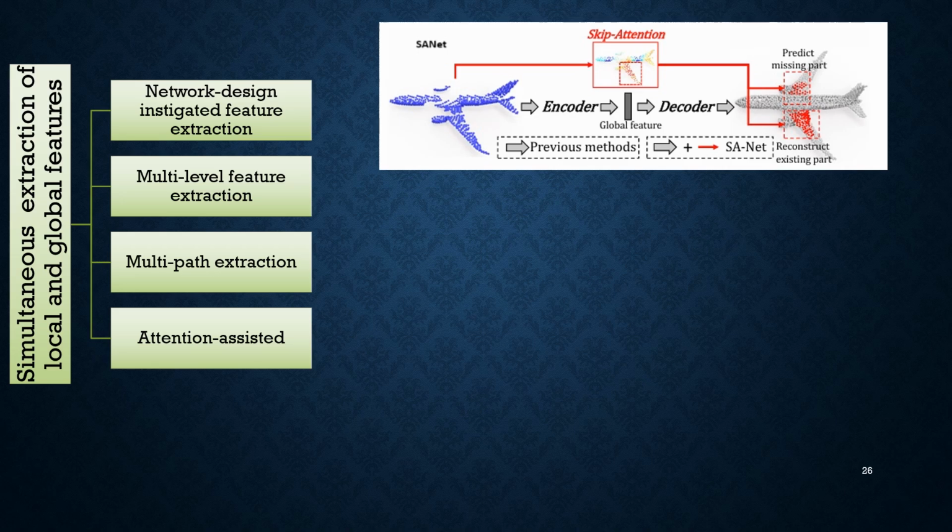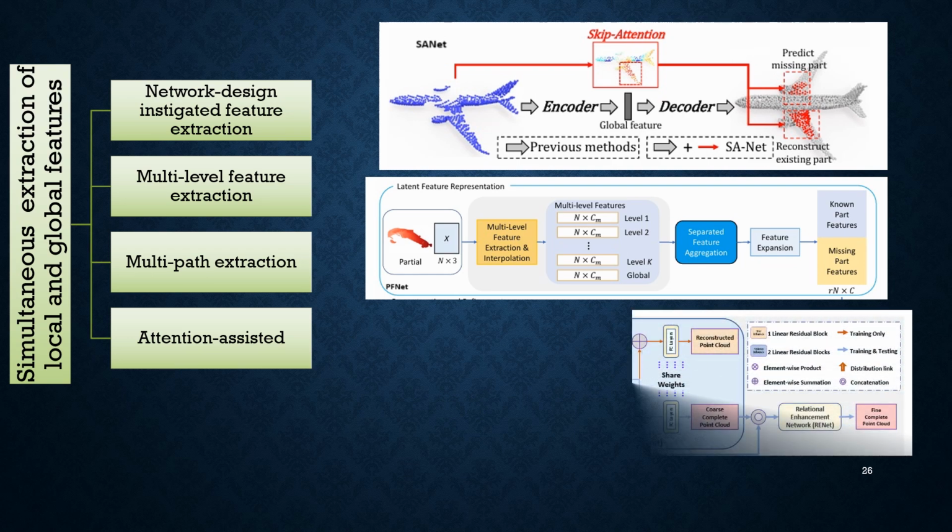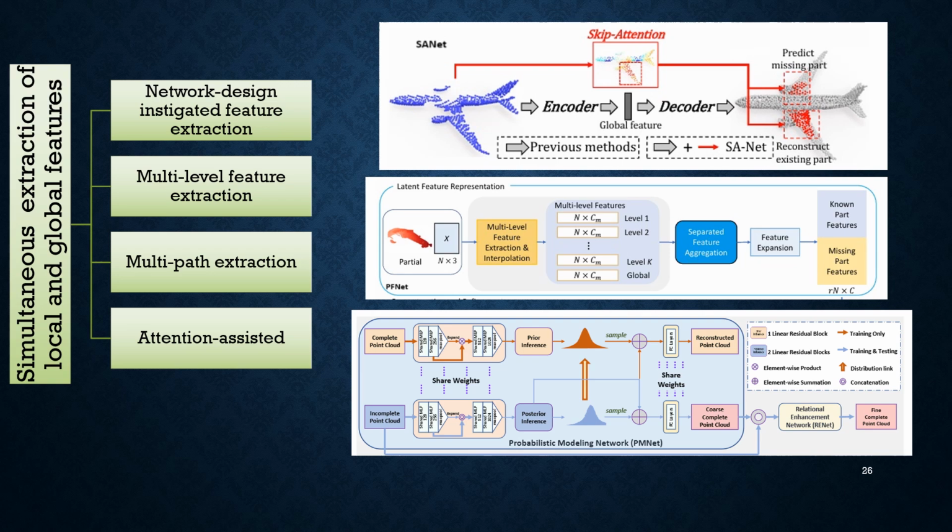The first approach is by using enhanced network design as a means. This refers to the use of mechanisms like self and cross attention, soft pooling, neighborhood pooling, etc. Networks like PF-Net apply multi-level feature extraction for better completion results. Some methods use multi-pass feature extraction that use separate paths for global and local features.